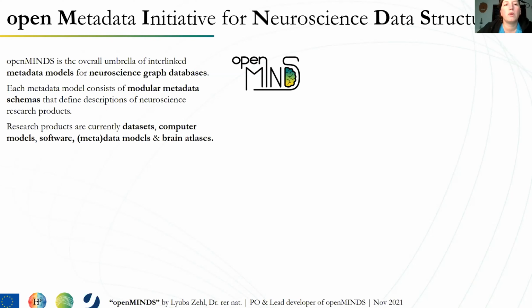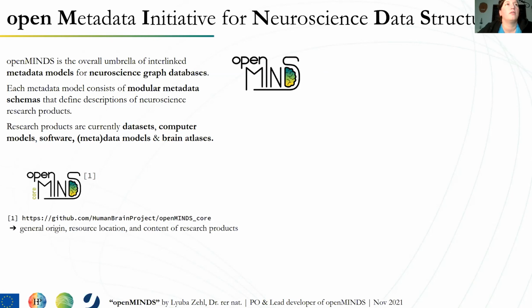As research products, openMINDS currently supports datasets, meaning data from human, animal, or simulation studies, computational models, software tools, metadata or data models, such as openMINDS or BIDS, for example, as well as brain atlases. Now, to describe these research products, we have integrated metadata models, and these are the following.